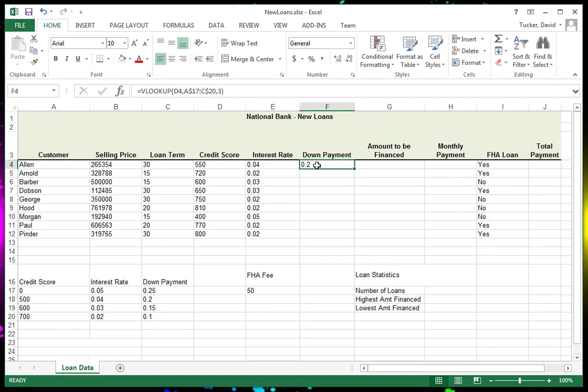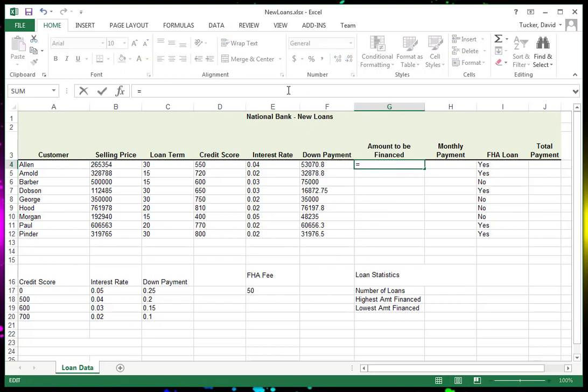Now, but we're not done. The down payment certainly isn't 20 cents. We need to take this times the selling price. And there's our down payment. Okay, so if we write a check for $53,070, the amount I really need would be the selling price minus the down payment. Okay, and I don't need dollar signs because I'm not looking anywhere down below, so copy that down.